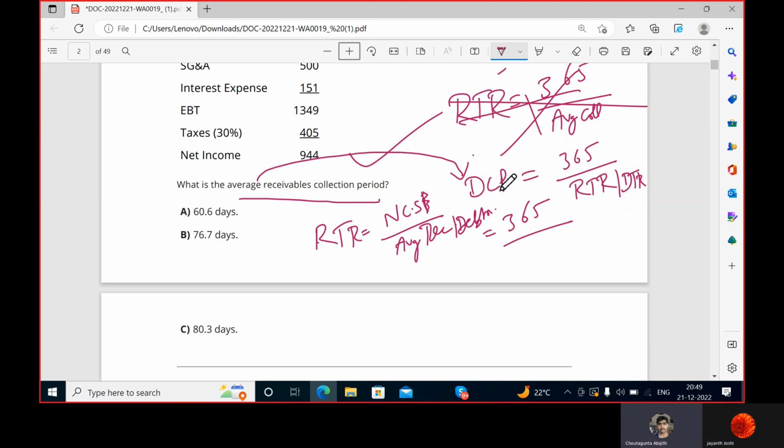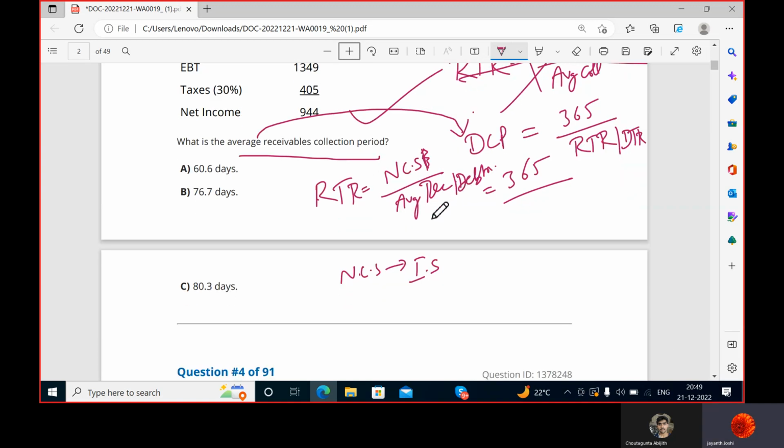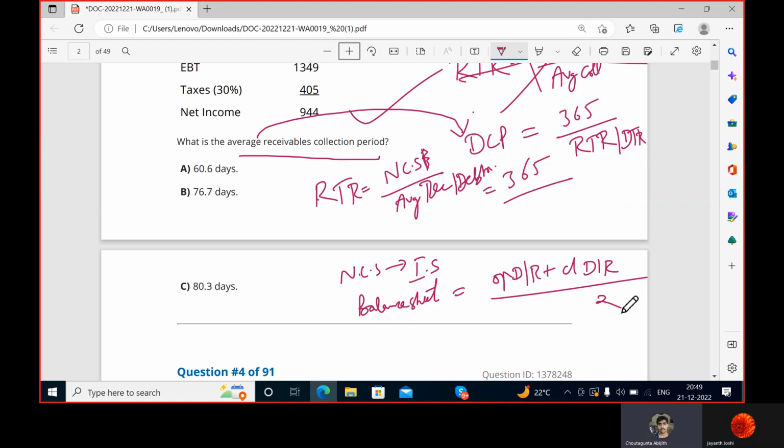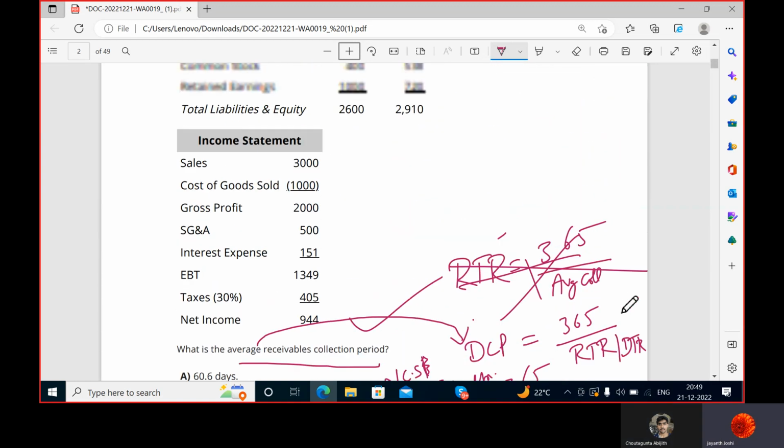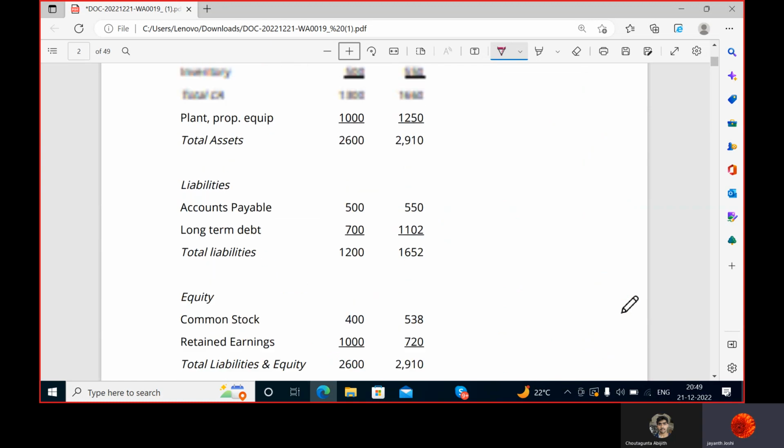Net credit sales you'll get from the income statement, and average receivables, average debtors, you can get from the balance sheet. To find average debtors, you take the opening debtors or receivables plus closing debtors or receivables, whole divided by 2. If they give you 2 years' figures, you have to do that.